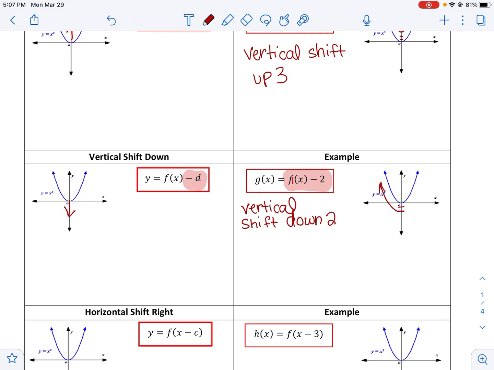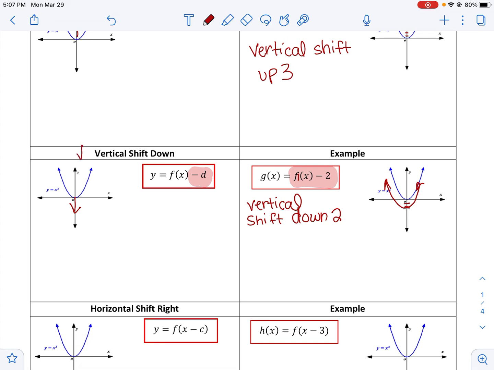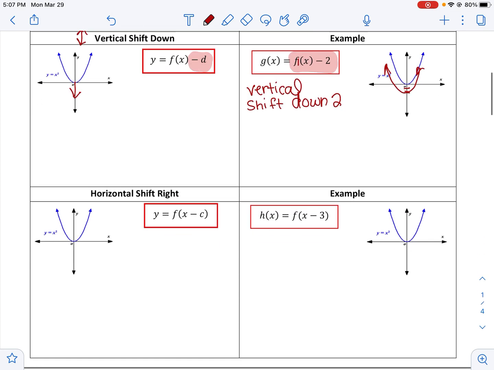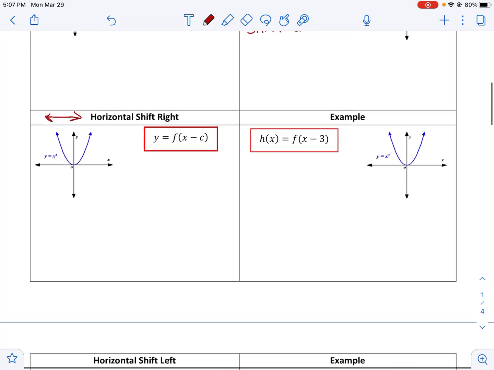So again, just a rough sketch, nothing too pretty. Okay. Now, we have a horizontal shift. So vertical goes up and down, up and down. Horizontal is going to go left or right. Okay, so we're going to talk about shifting it right. So notice now it is inside the parentheses. When it is inside the parentheses, it's going to move it to the right.